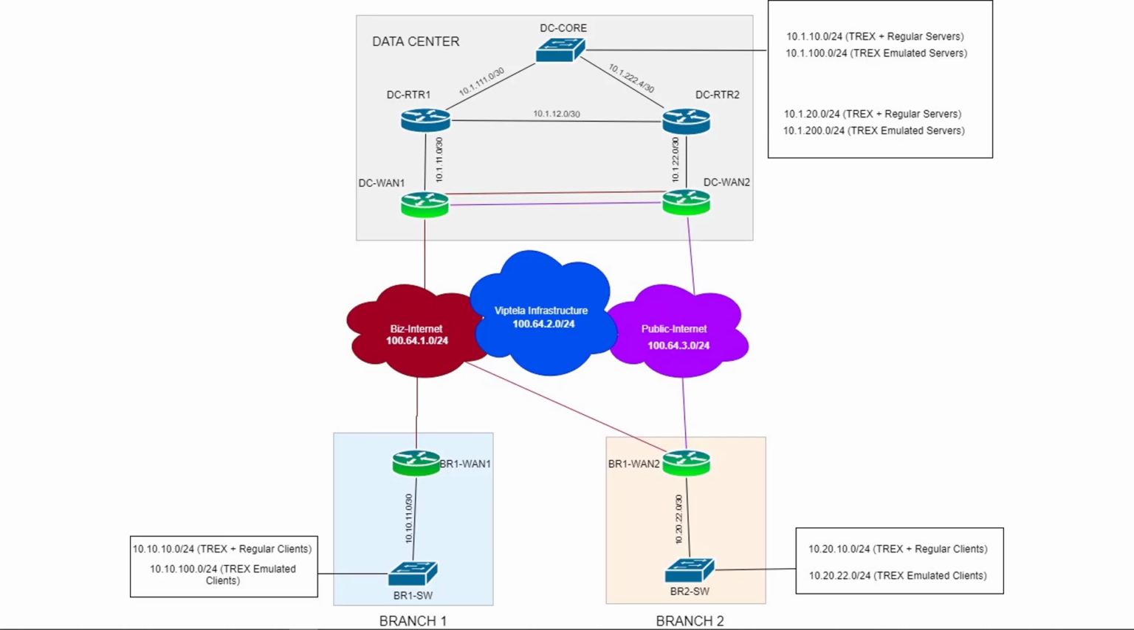In this setup here, DC router 1 and router 2 and the DC core are all together peered through IBGP. So excuse my terrible writing with my tablet here. But these are all IBGP peered together. There's no confederation or route reflector or anything like that. Each one is just peered to the other.